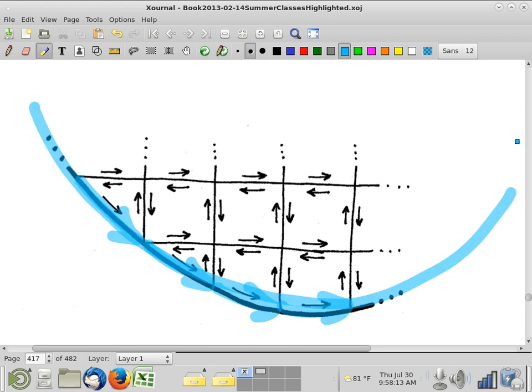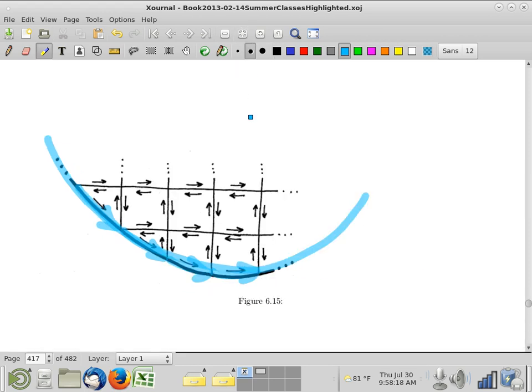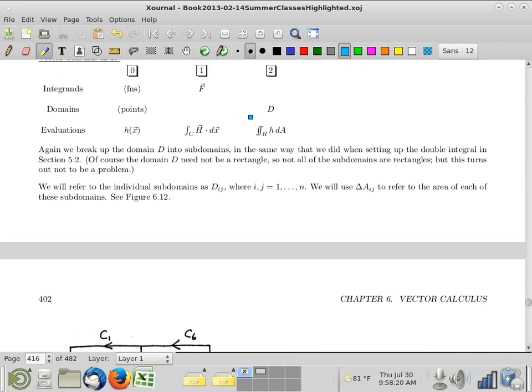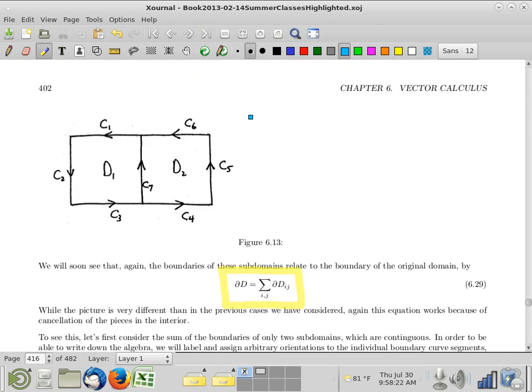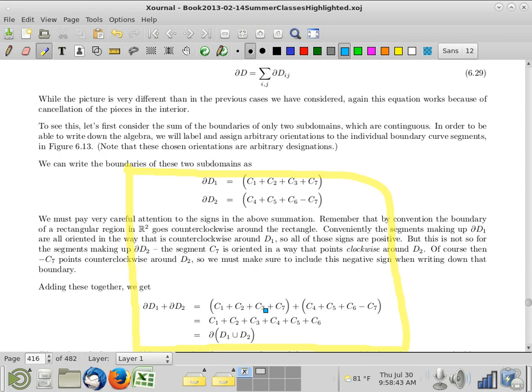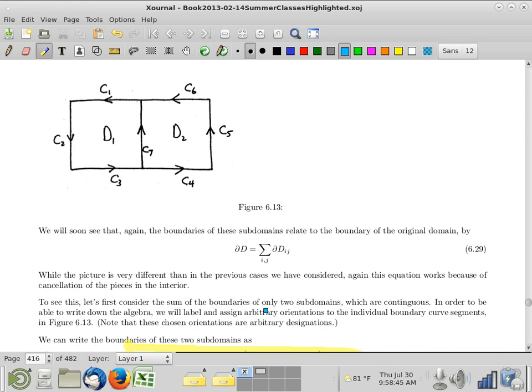So, wonderfully, boundaries accumulate. Let's see, where did I write this down? Yeah. So, the boundary of the whole thing is exactly what you get when you add up all of the little pieces you broke it up into, the boundaries of all of those individual little pieces. So boundaries accumulate. By the way, I wrote this down algebraically here in this example.